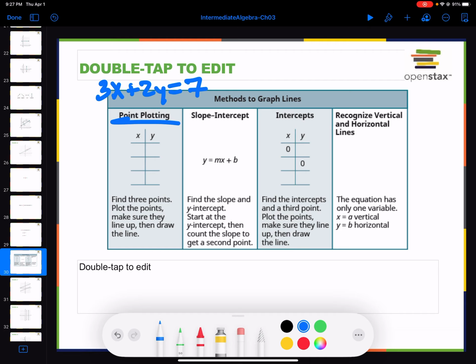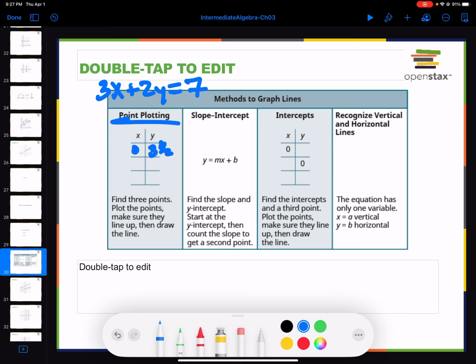Yeah, I think that would be easier to use point plotting. So you could say, okay, well, when x equals 0, y would have to equal what? So that 2 times y equals 7. So that's going to be 3.5. So you get the idea.